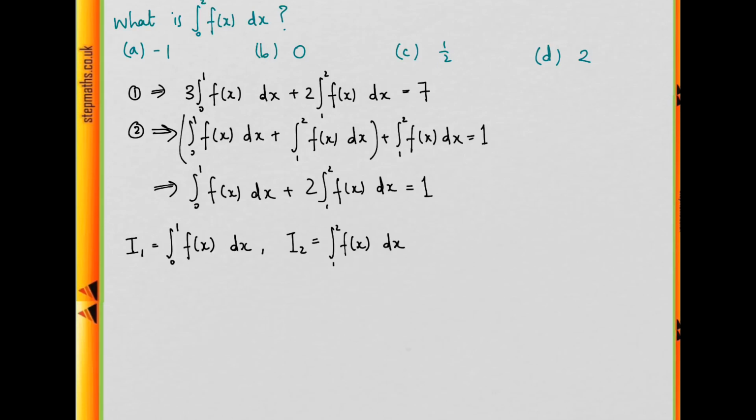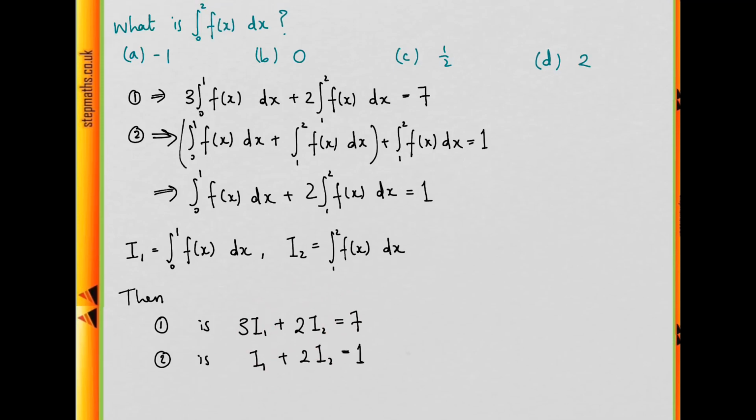So let's call I1 the integral between 0 and 1 of f, and I2 the integral between 1 and 2 of f. Then we see our equations just look like normal simultaneous equations for I1 and I2, and what we're looking for is the integral between 0 and 2. Well, that's just going to be the integral between 0 and 1 plus the integral between 1 and 2. So what we're wanting to find is I1 plus I2.